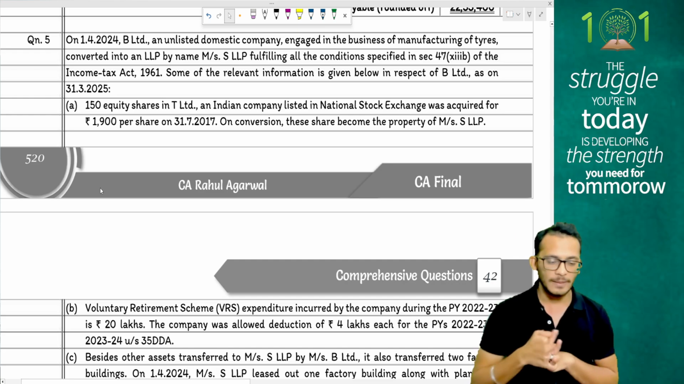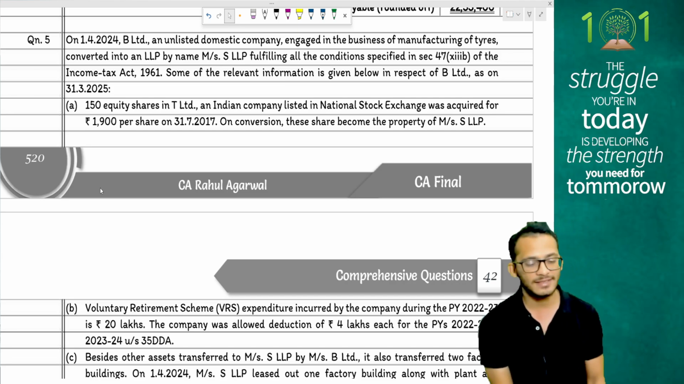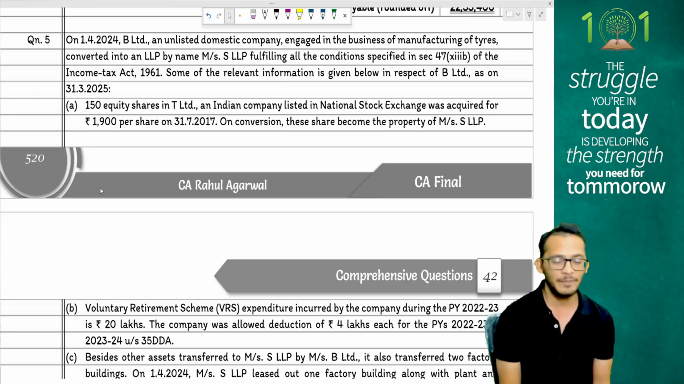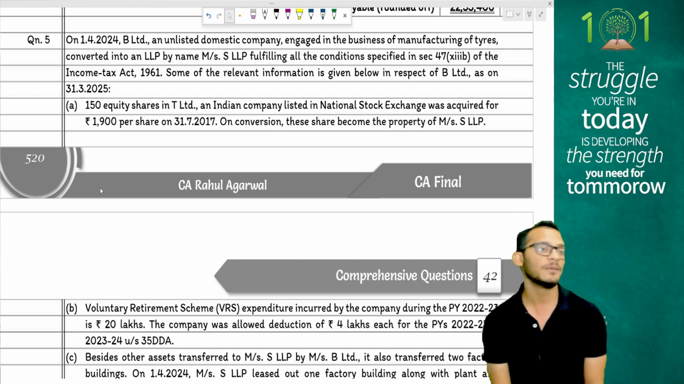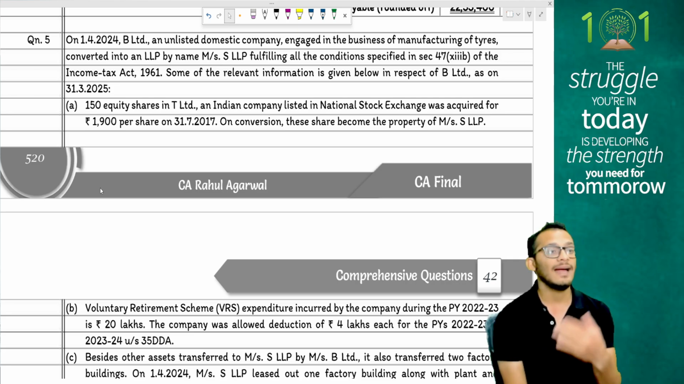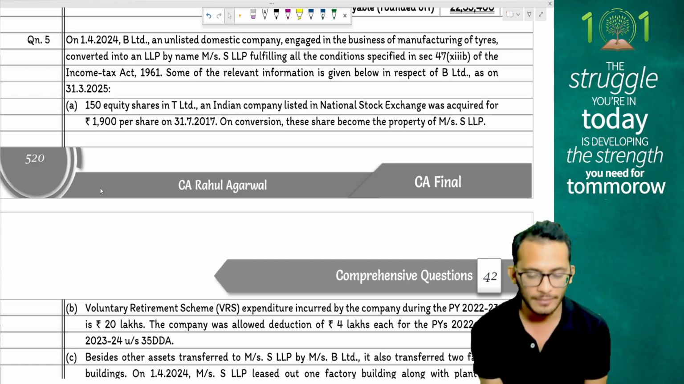1st April 24. B Limited is an unlisted domestic company engaged in the manufacturing of tires and has converted itself into LLP by the name SLLP, fulfilling all conditions of 47(13)(b) of the Income Tax Act. The moment they said that, people, it means the transaction is not regarded as transfer, but it also means cost of acquisition of the new owner is cost to previous owners. At the same time, whatever claims are pending in the old owner will be claimable in the new owner. Keep that thought in mind.